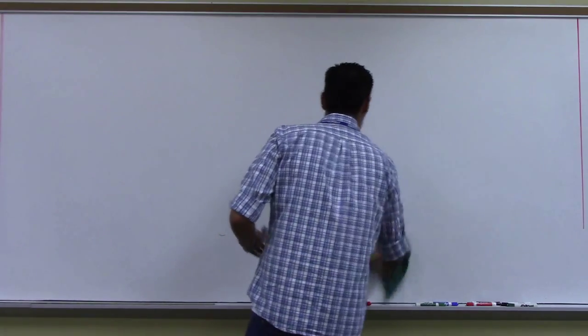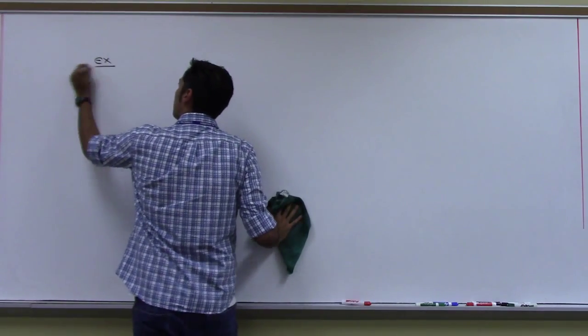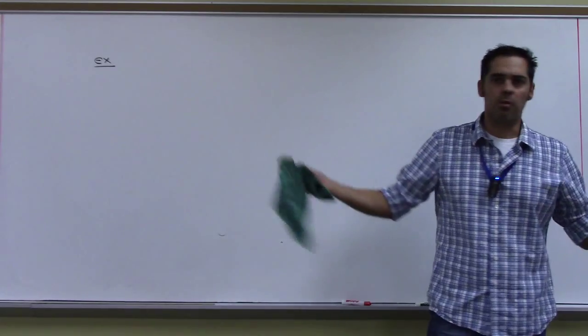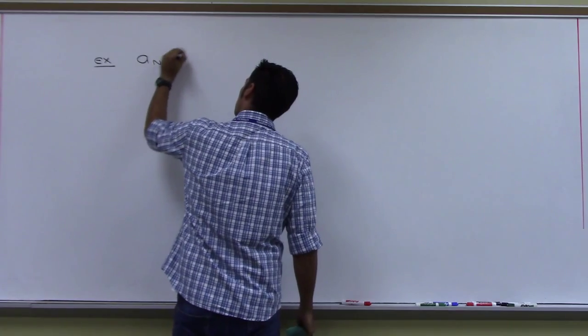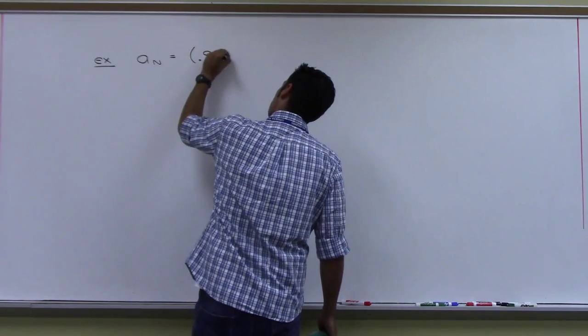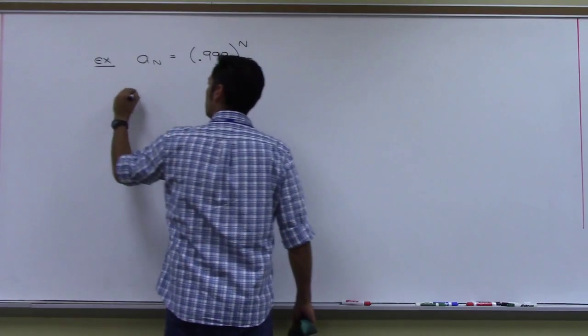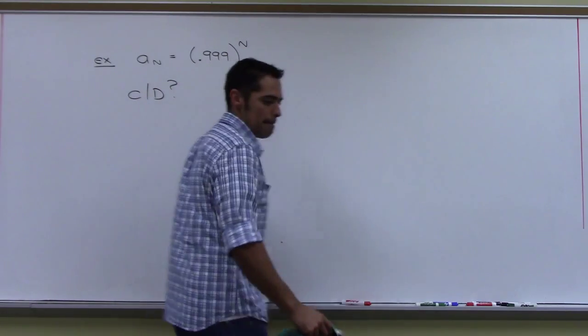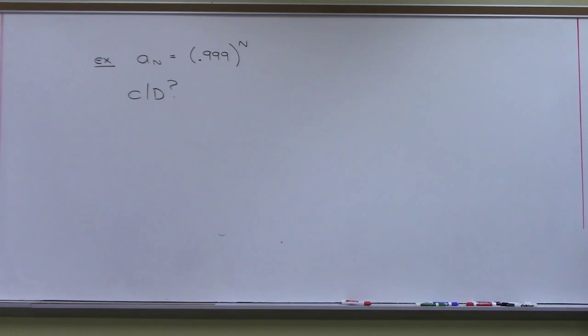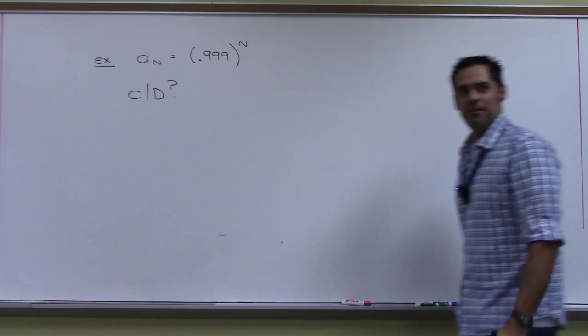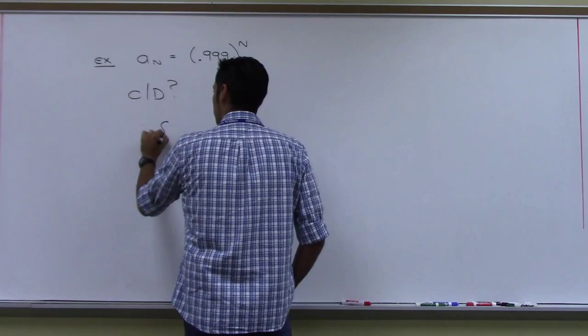Let's do another one. Now, I'm not telling you that you have to use the squeeze theorem anymore. I just want to know if this converges or diverges. a sub n equals 0.999 to the n. Converge or diverge? What is your gut telling you here? Diverge? Okay. Any convergers out there? No convergers? Someone break out their calculator for me.